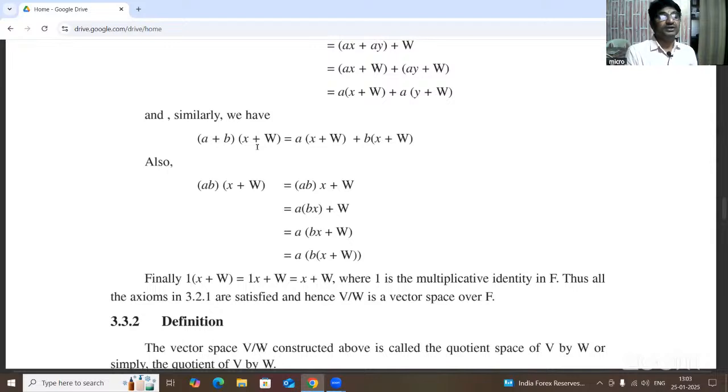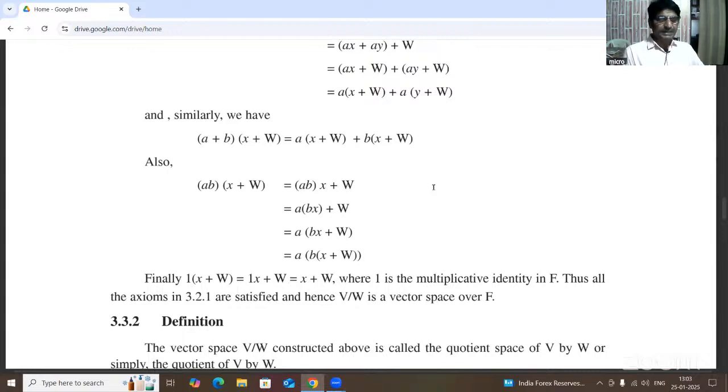Now prove that a necessary and sufficient condition, alpha plus beta belongs to W and A alpha belongs to W, that is the 2-step test for subspace, and A alpha plus B beta belongs to W, that is the 1-step test for subspace. The intersection of any 2 subspaces is a subspace. The union of any 2 subspaces is a subspace if and only if one is contained in the other.